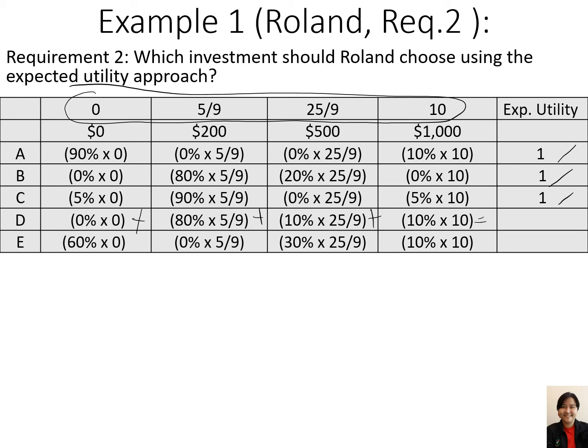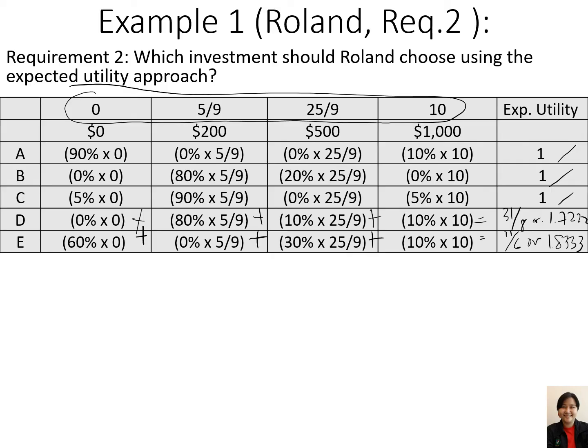So the answer is 31/8, or in decimal form, that is 1.7222. Now let's solve for E. For E, we have 60% times 0 plus 0% times 5/9 plus 30% times 25/9 plus 10% times 10. So this is equal to 11/6, or in decimal form, that's 1.8333.